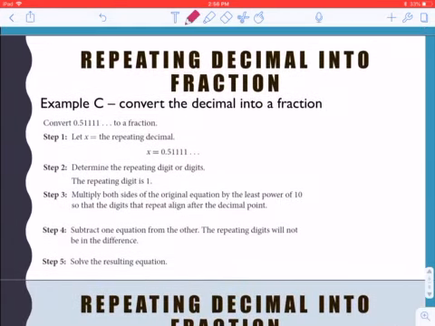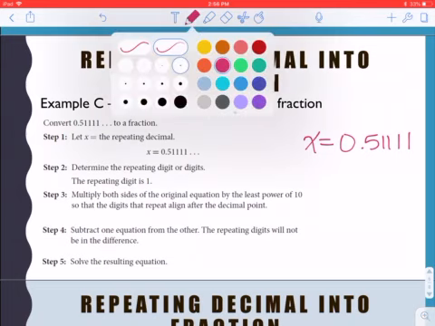And this is where it gets a little tricky today. We want to convert a repeating decimal into a fraction. The first thing you do is let x equal the decimal that's given. And then you're going to want to multiply by a power of 10. So either 10, 100, 1,000, in order to move the decimal just to where the repeating starts.